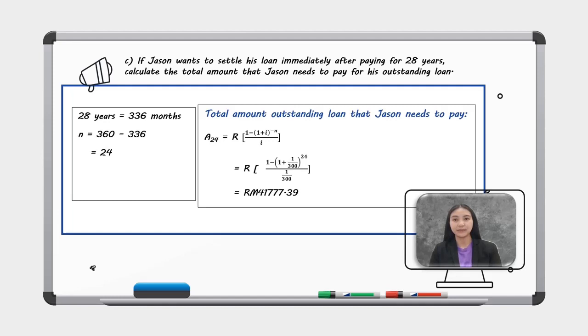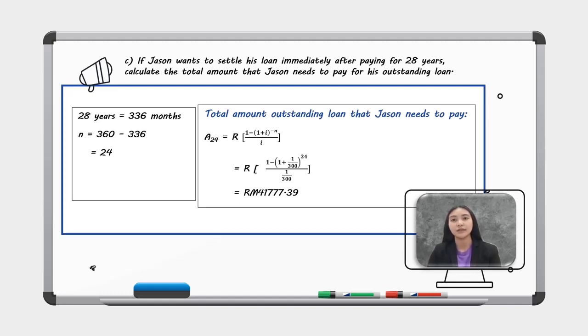Question 1c. If Jacyln wants to settle his loan immediately after paying for 28 years, calculate the total amount that Jacyln needs to pay for his outstanding loan. 28 years equals 336 months, and 360 minus 336 equals 24. Total amount of outstanding loan that Jacyln needs to pay.